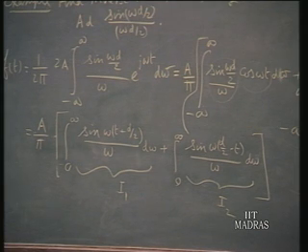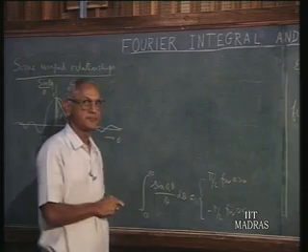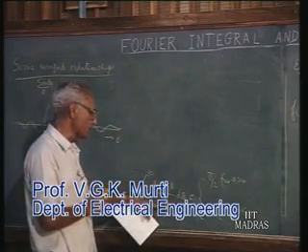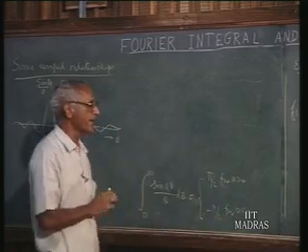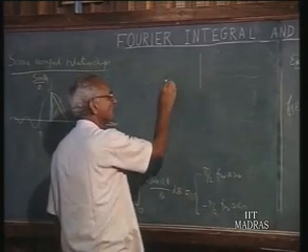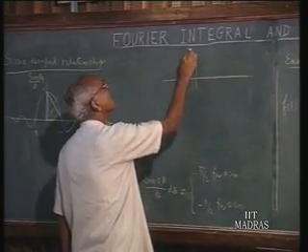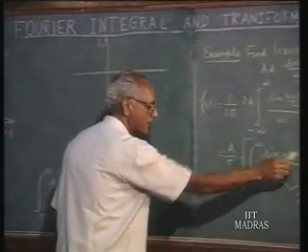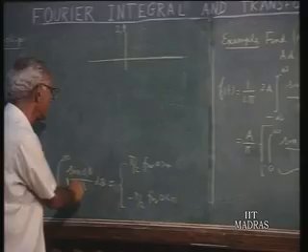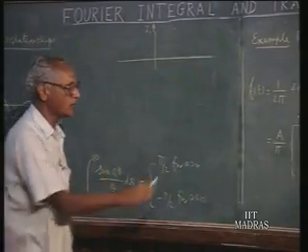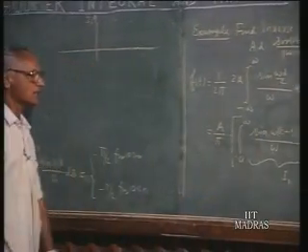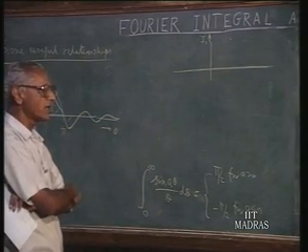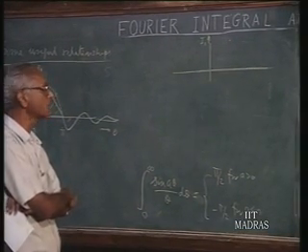For this, I make use of this relation here. Sin a theta by theta d theta will be pi by 2 for a positive and minus pi by 2 for a negative. Therefore, if I plot I1, we have sin omega something by omega d omega, something very similar to this, and instead of a, I have t plus d upon 2. So, as long as t plus d upon 2 is positive, it is pi by 2. As long as t plus d by 2 is negative, it is minus pi by 2.